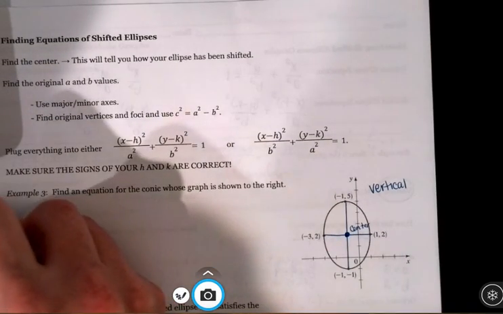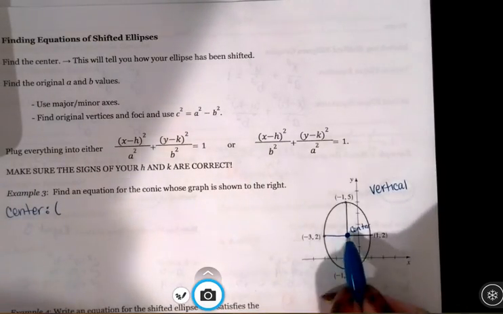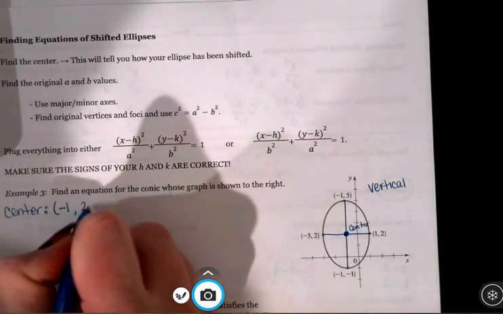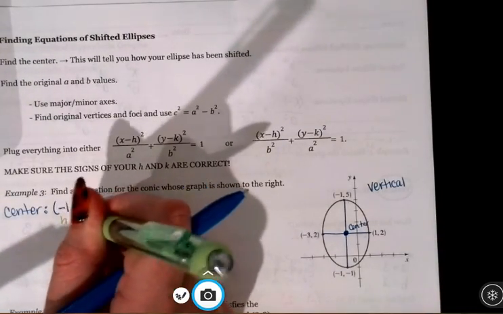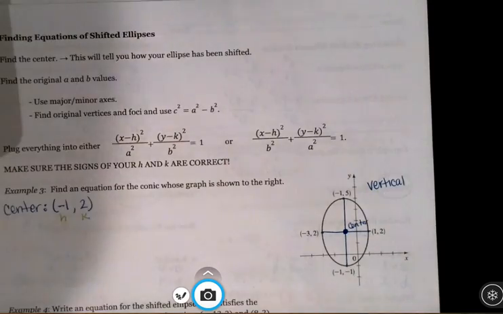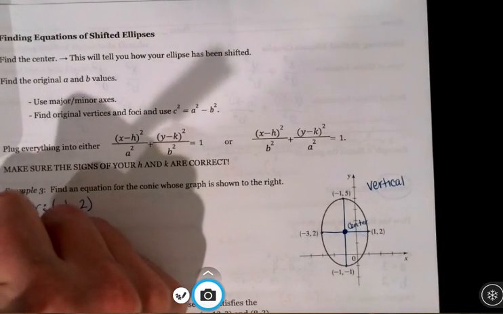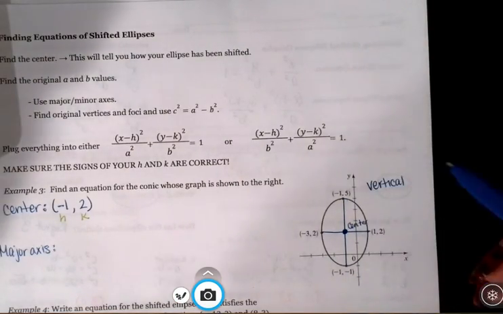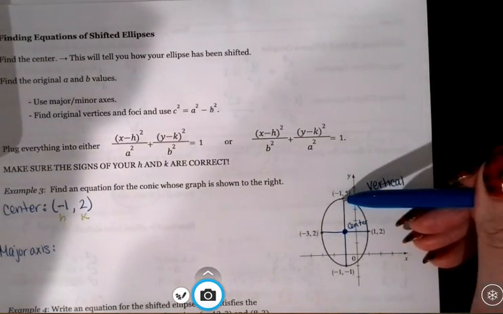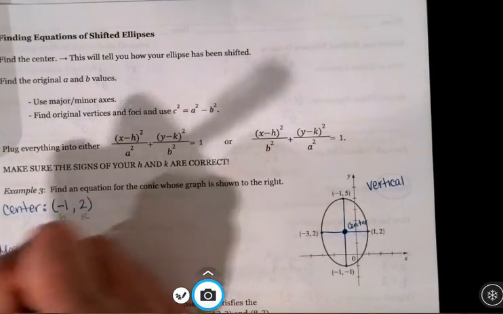So over here, I'm going to write my center is at -1, 2. So that means that h is -1 and k is 2. Your center is always at (h, k). And then I also know my major axis and my minor axis. So my major axis is this vertical one, and I'm going to count how long it is. So if it's up here, I have 1, 2, 3, 4, 5, 6. So it has a length of 6.